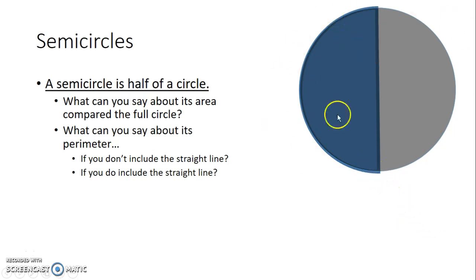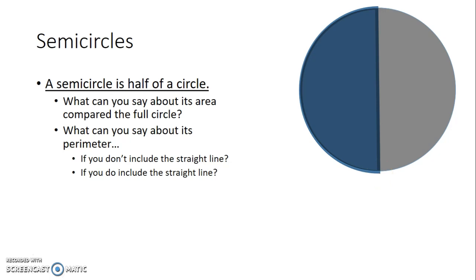You can probably see that, like the area, this perimeter of the semicircle is half of the perimeter of the whole circle. It just goes halfway around. But what if you do include this straight line? Now you're going to have to do a sum, because it's this part, which is half of the perimeter of the circle, plus this part. Can you think about how you'd actually solve that?